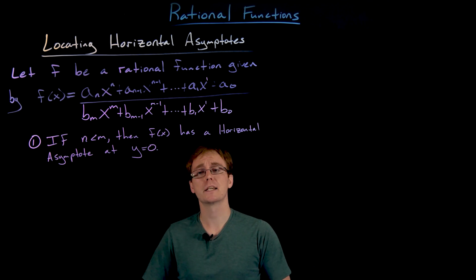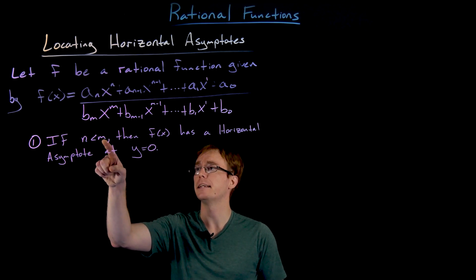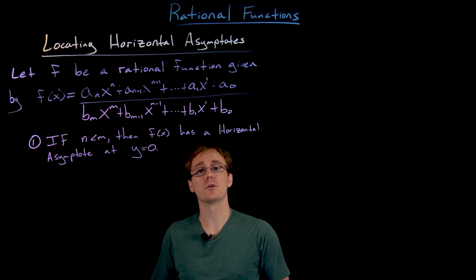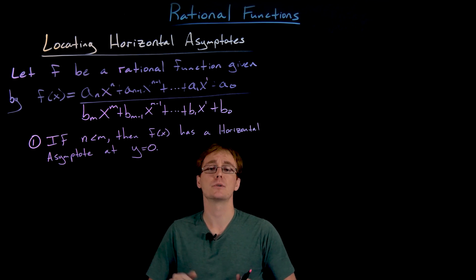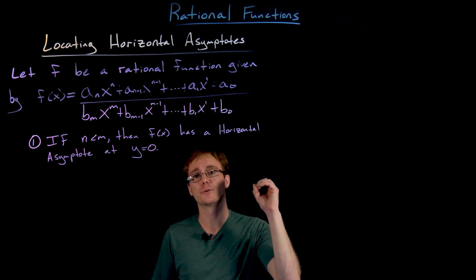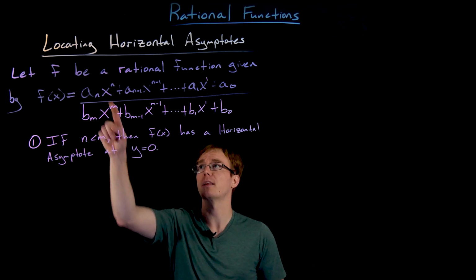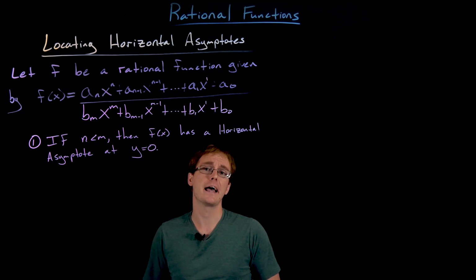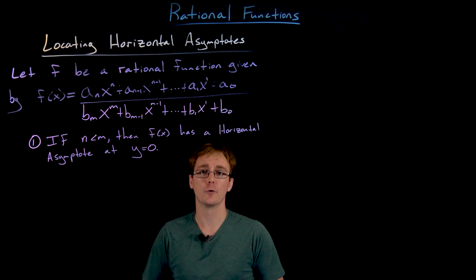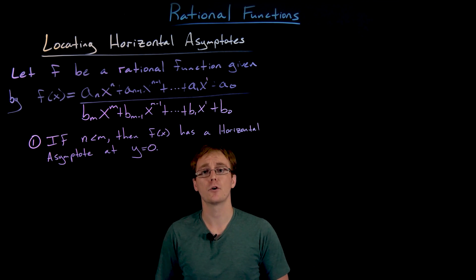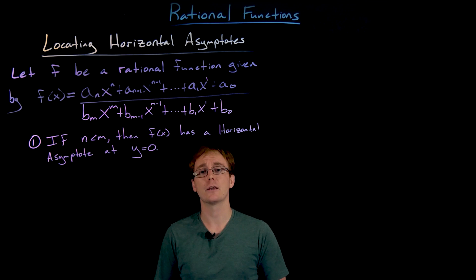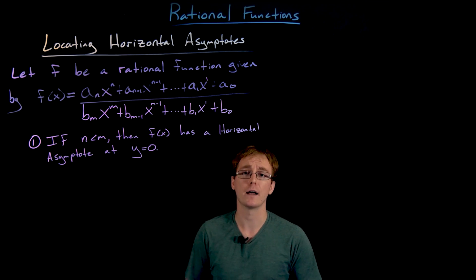For our first case here, we're assuming that n is less than m. So the degree of our numerator is smaller than the degree of our denominator. This is what we saw in our function 1 over x, right? The constant function 1 is a degree 0 polynomial, so that n value would be 0. And x is x to the power of 1, so that'd be a degree 1 polynomial. And what we saw for our function 1 over x is that its long run or end-term behavior was that we had a horizontal asymptote at y equals 0.